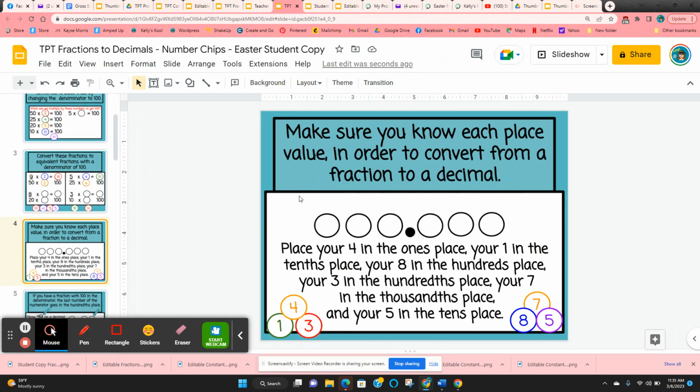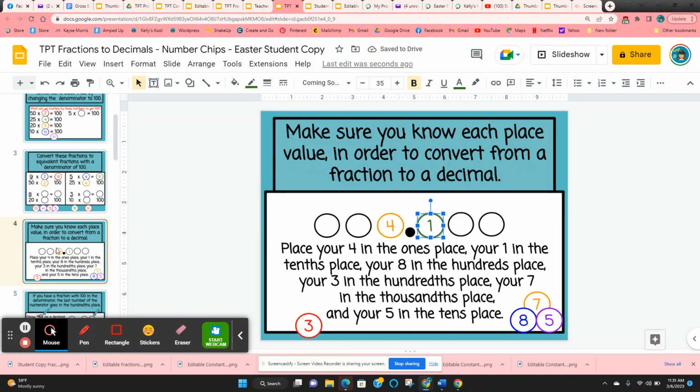On slide 4, they're going to be doing a review of place value. So they have these 6 numbers, they have to put them into the correct place. So for example, it says place your 4 in the ones place. So they click and hold on the 4, put it in the ones place. The 1 goes in the tenths place, and so on. And they have to use every single number.